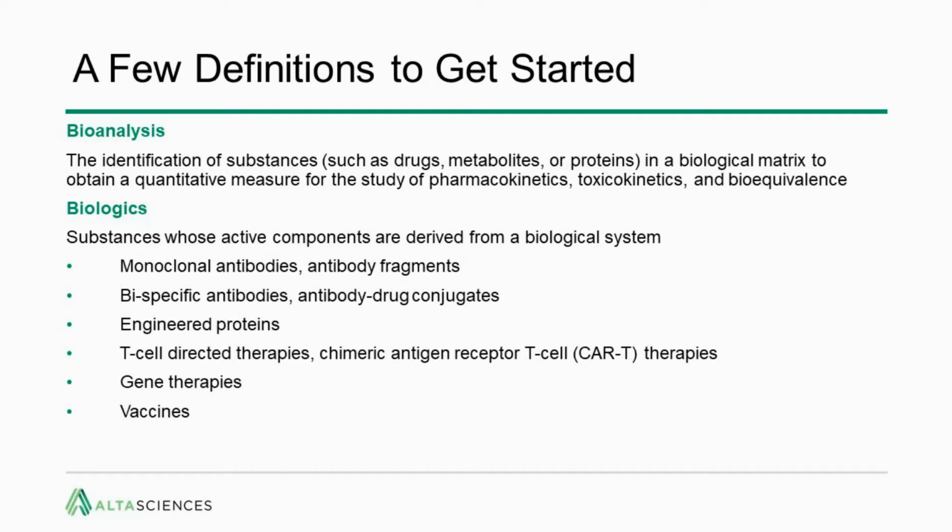And what are biologics? They're substances whose active components are derived from a biological system. They include any of the following things we have listed here, from monoclonal antibodies to fragments of the antibodies to bispecific antibodies to antibodies that actually bind to drugs and conjugate and have their effects. They can be very sophisticated engineered proteins. Right now, we're seeing a lot of development in T-cell directed therapies and CAR T therapies in the cancer arena. Gene therapies and genetic medicine get a lot of attention, especially from this arena. And of course, right now, living through the pandemic, vaccines are all considered biologics.